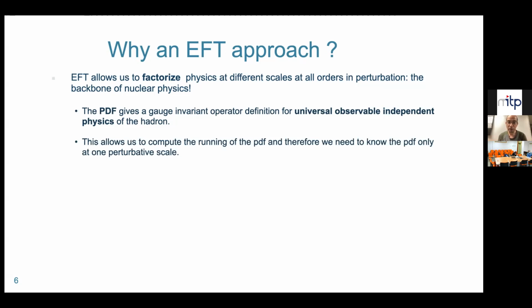Since we have an operator definition, we can compute the running, or the renormalization group running, of the parton distribution function. And so we only need to know the PDF at one perturbative scale, and we can find out at any other scale using running.